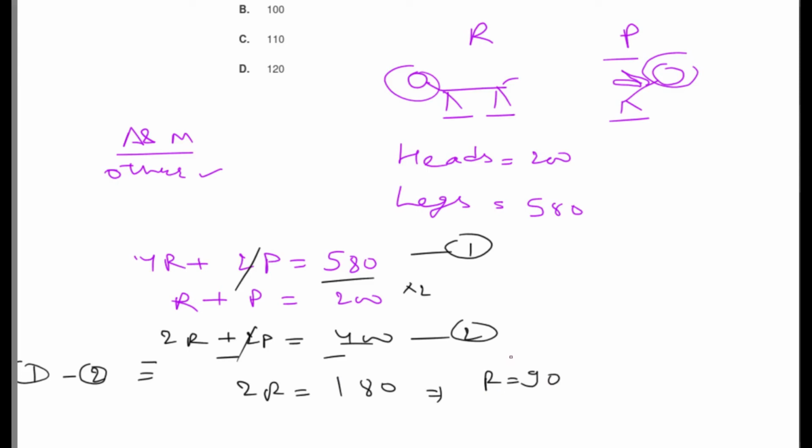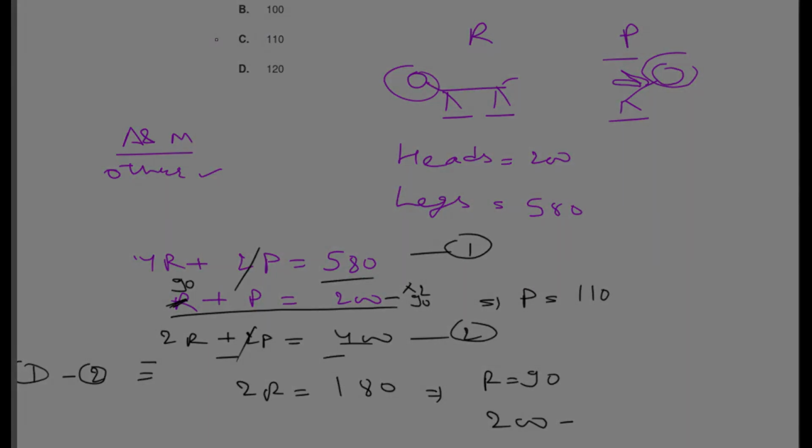There are 90 rabbits in the zoo, so the rest must be pigeons. We have 200 heads in total, so put 90 in the equation, take 90 to this side, 200 minus 90, and p will be 110. So the answer is C, 110. Let's look at the next question. Let's start the third question.